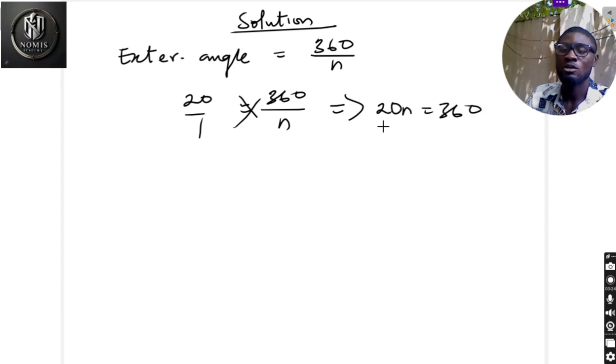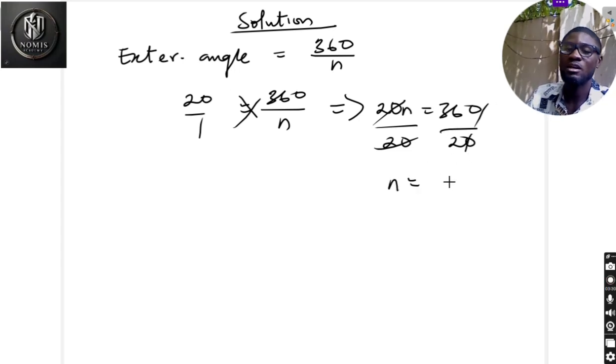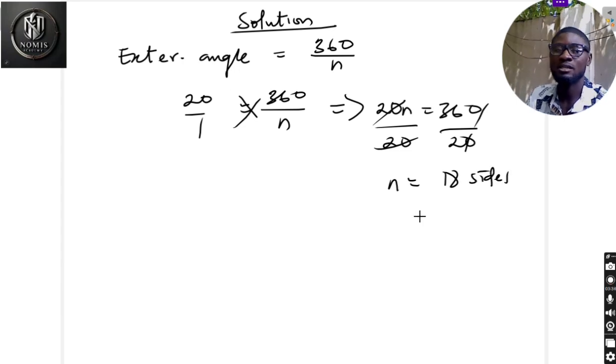We divide both sides by 20. So 20 cancels 20. The n, the number of sides, is equal to 36 divided by 2, that's 18. So the polygon has 18 sides.